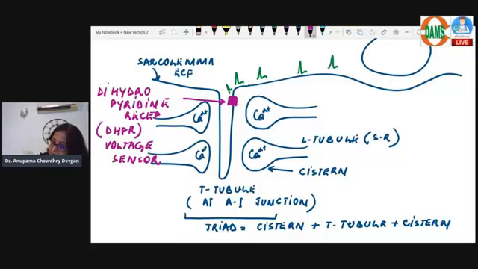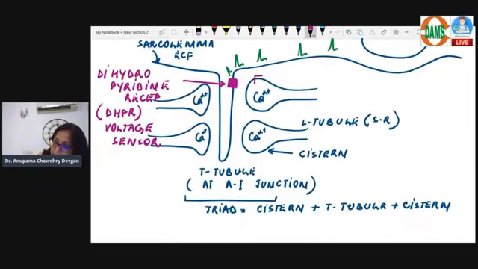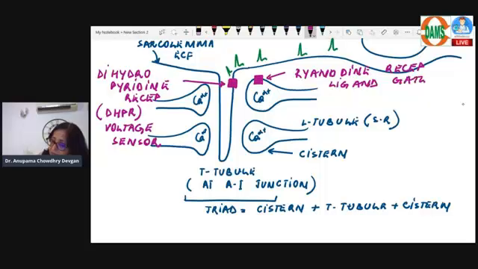Present on the L-tubule, you have another receptor which is called the ryanodine receptor. And what is this ryanodine receptor? This is a ligand-gated calcium channel.